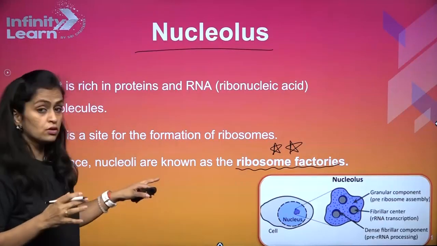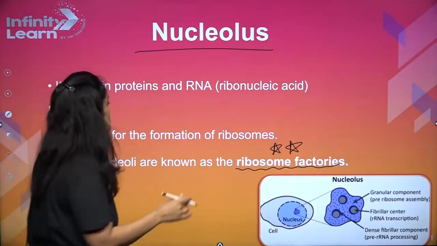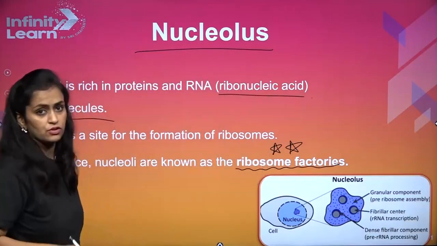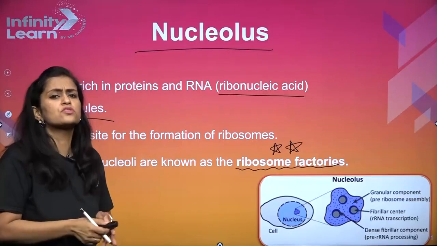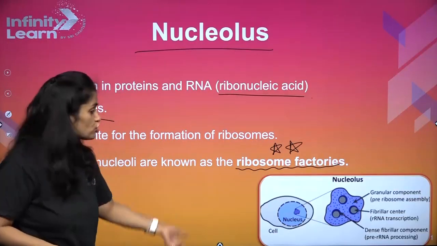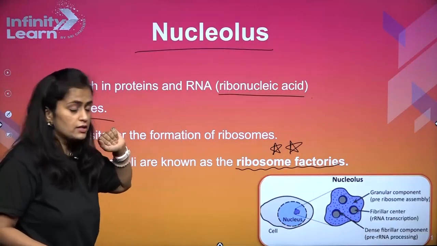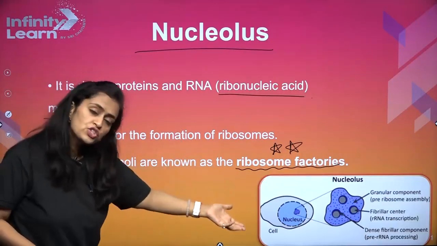So this nucleolus is rich in what? It is rich in ribonucleic acid, right? RNAs, which is actually making ribosome. Ribosome is made up of what? RNA and protein. So this is rich in protein and RNAs, right? So it is also rich in ribosome.